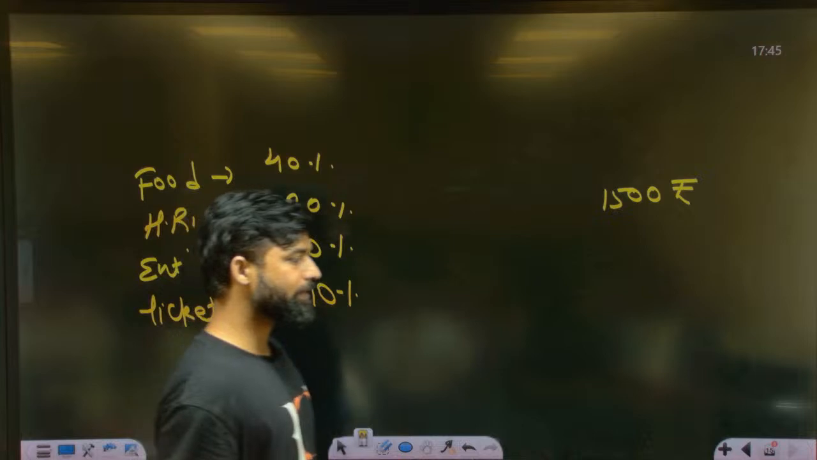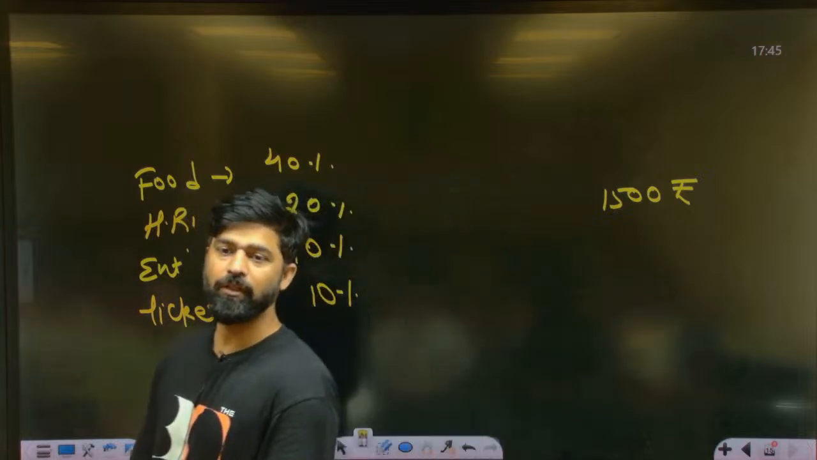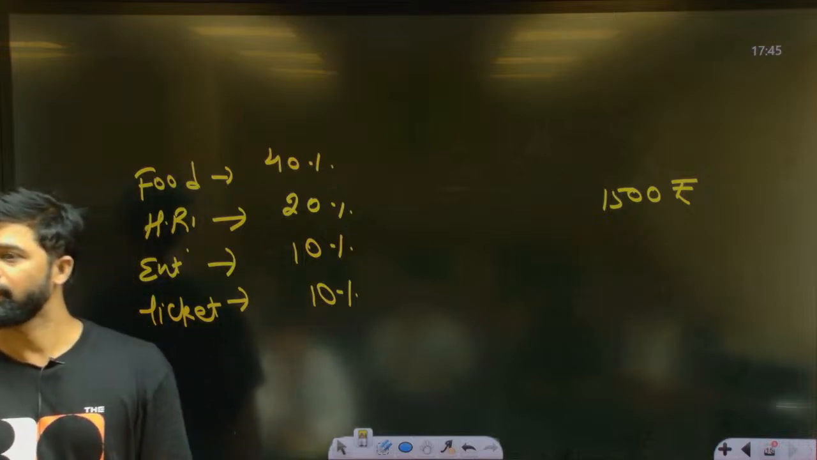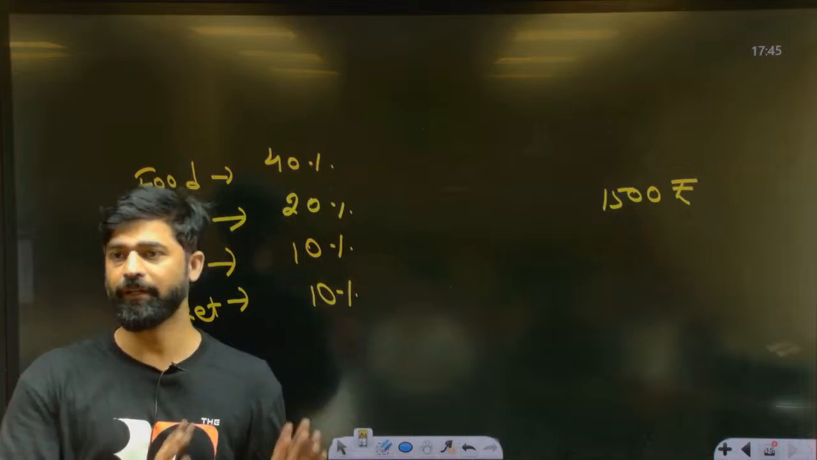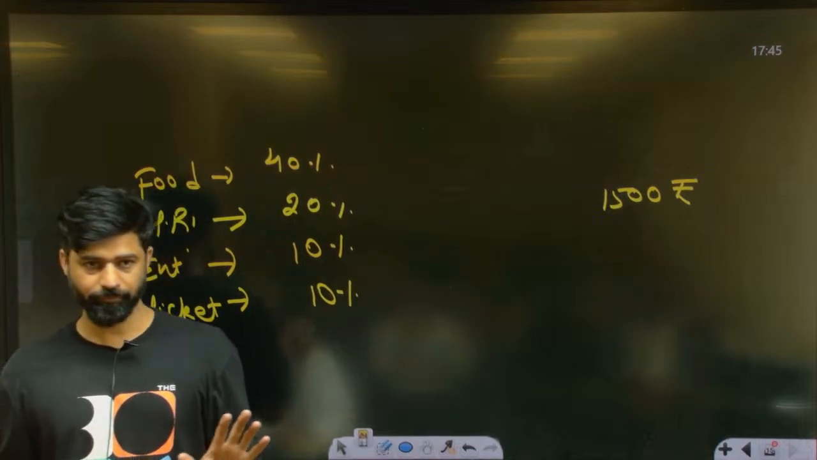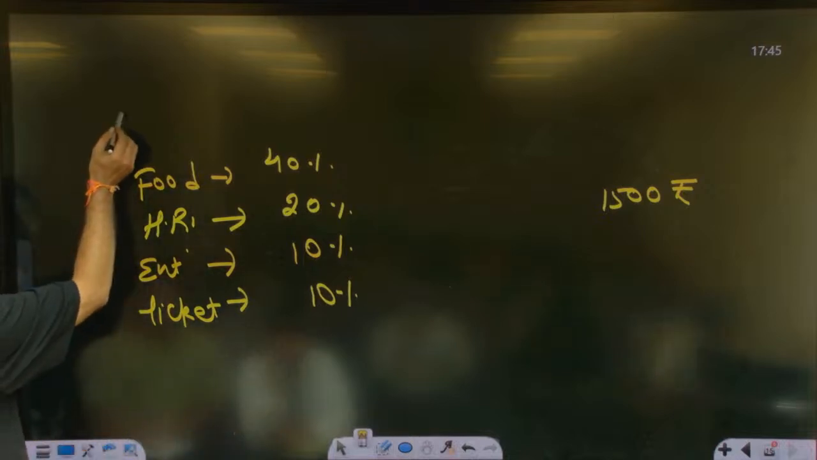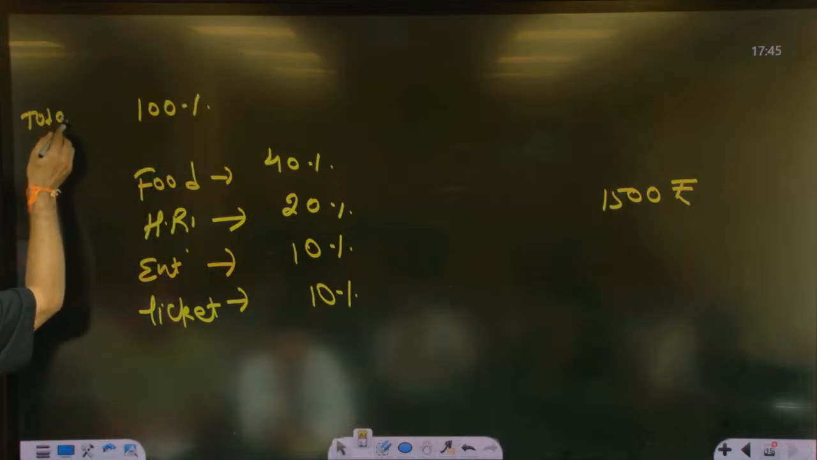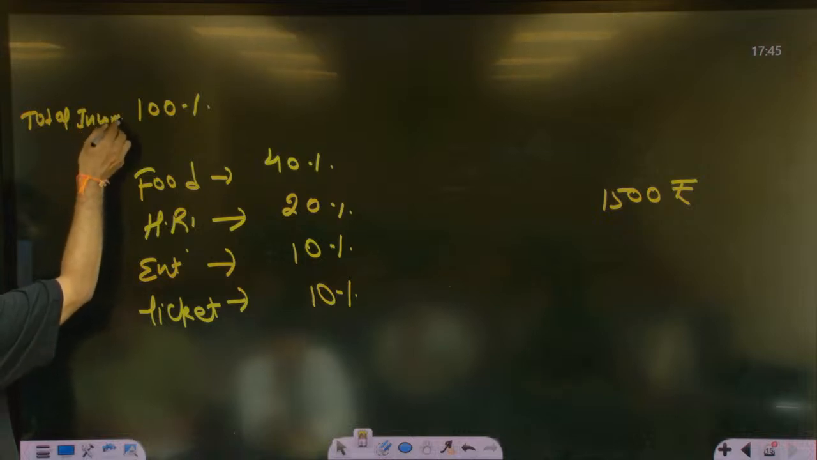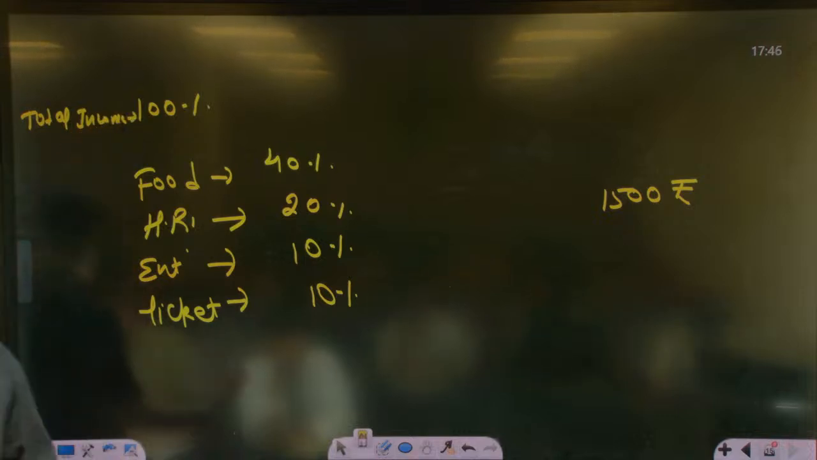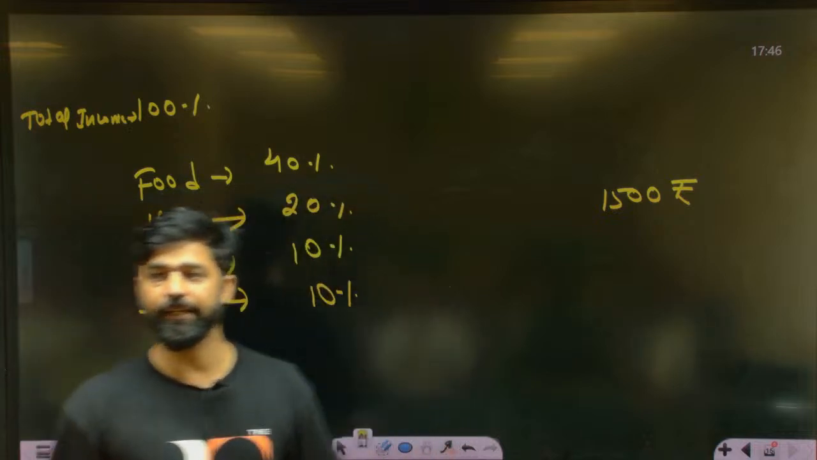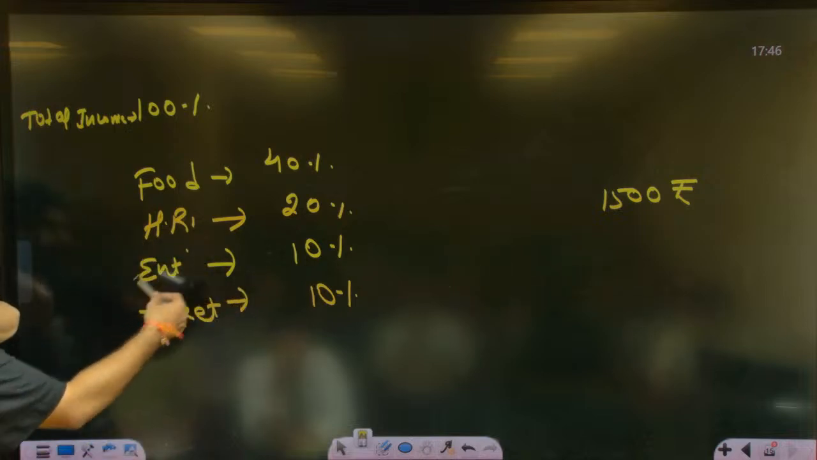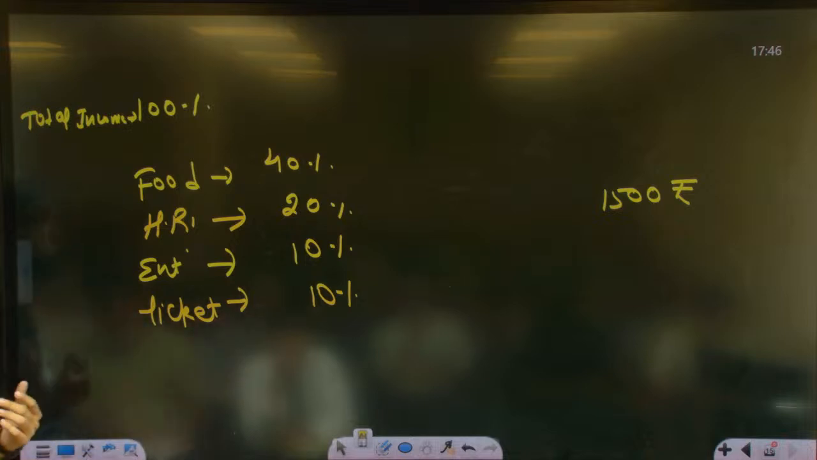See how Radha is spending money. First of all, her total income must be 100%. Out of that 100%, she is going to spend. Isn't it? So let her total income be 100%. Any problem in this? So she is spending 40% on food, 20% on house rent. On entertainment, she is spending 10% and 10% on the tickets.